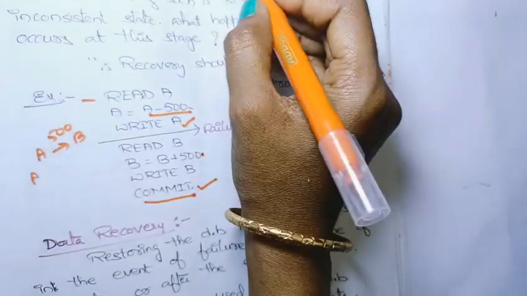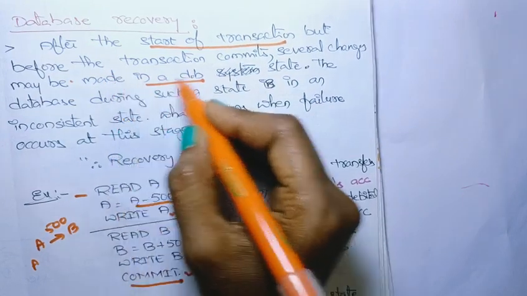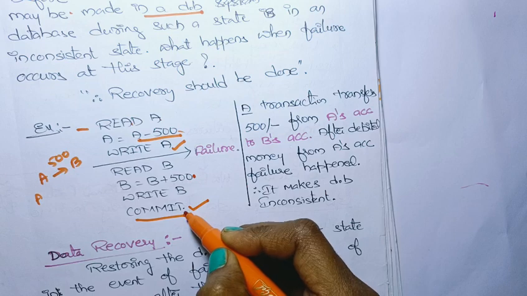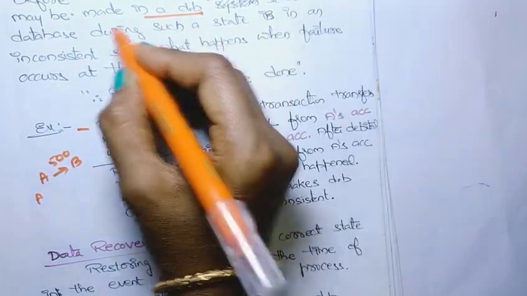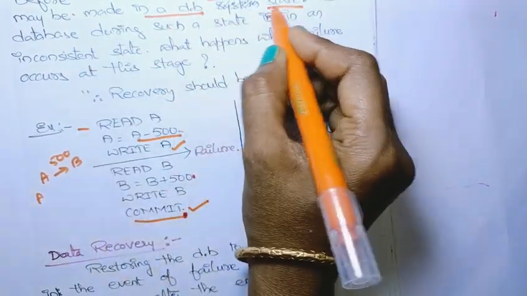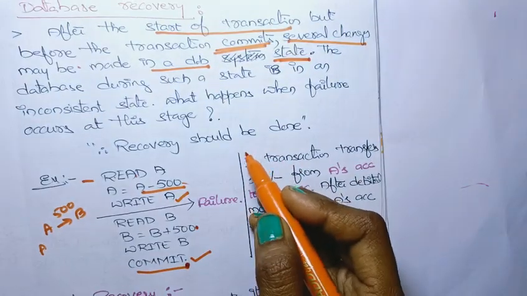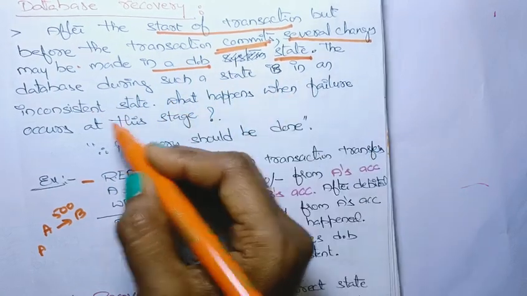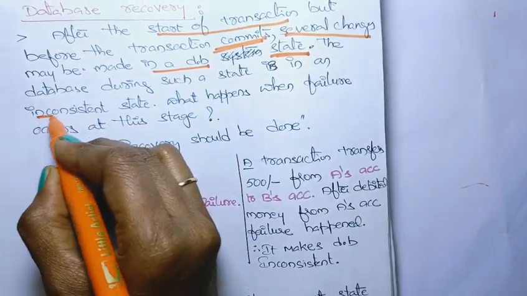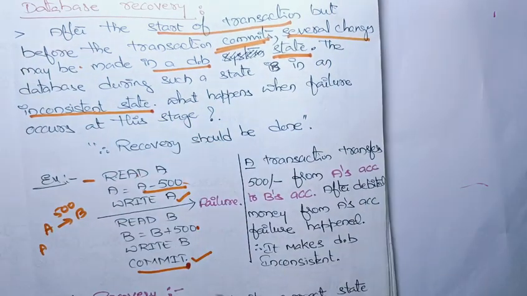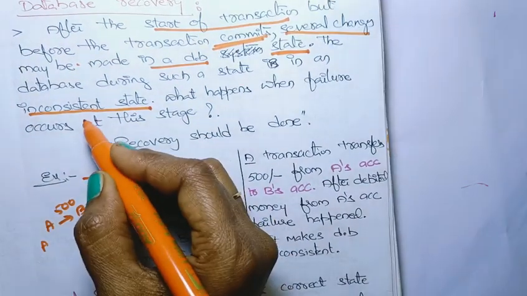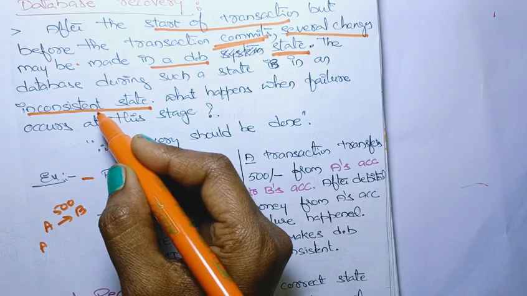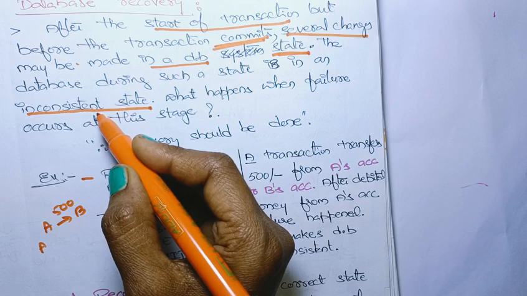So here, after the start of the transaction but before the transaction commits, from the beginning to the end of the transaction there may be several changes made in the database state. The database during such a state is in an inconsistent state. Sometimes during failures the database may go to an inconsistent state also. Inconsistent means not correct.